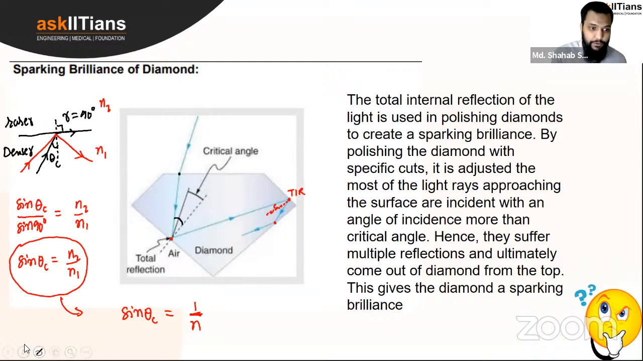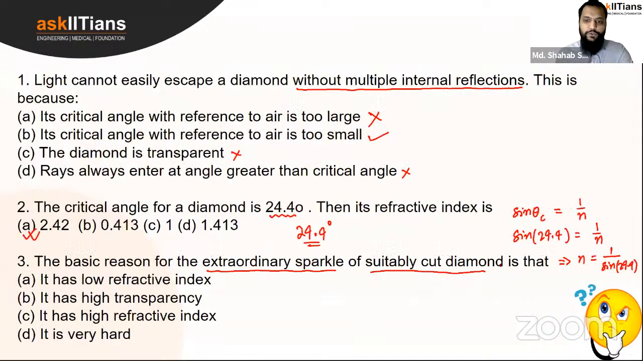So cutting is an important point. Otherwise, if you have diamond in the shape of a glass slab, then it won't work for you, right? You won't get the same result. So the correct answer should be what here?